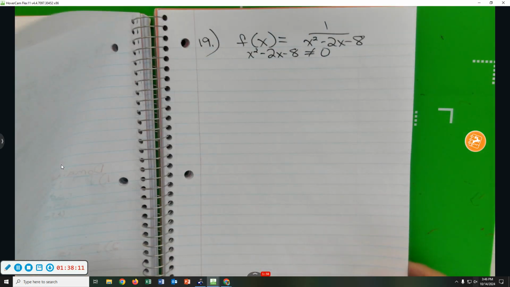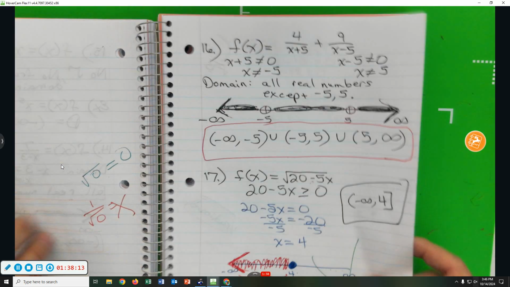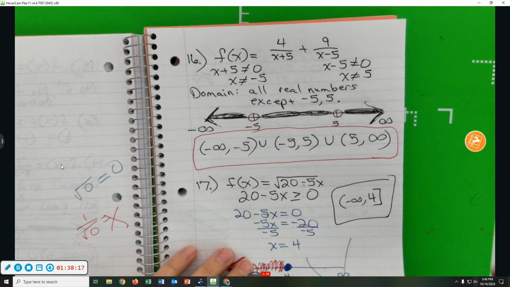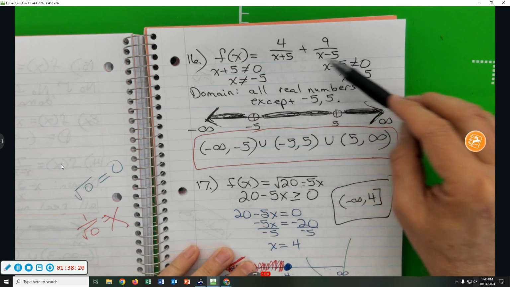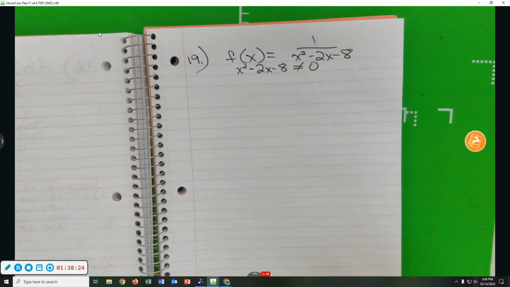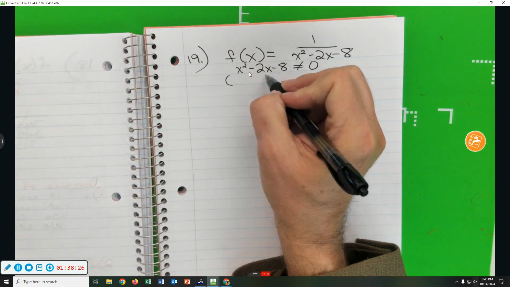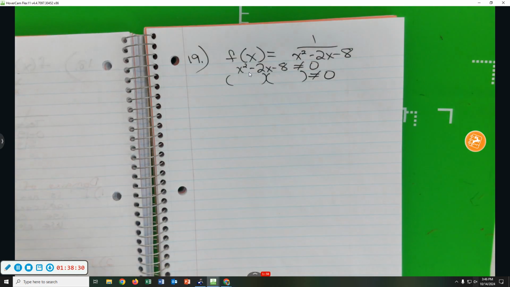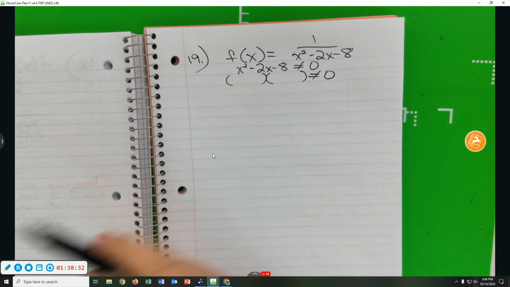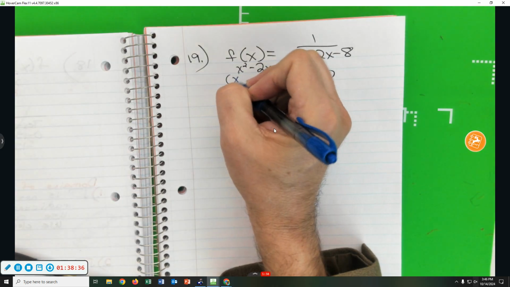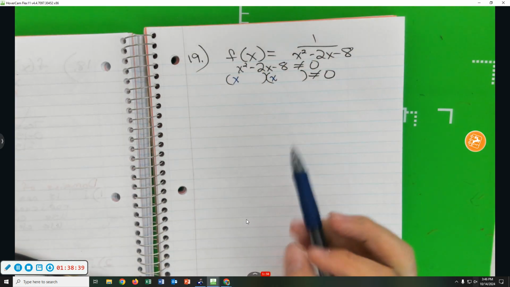You're doing number 19 the same way you did number 16. Here, you don't have to factor the denominators, but this one is factorable. Once you factor it, it's going to be just like that problem we just showed. So x squared, what will I use? X times x. It's a simple trinomial.